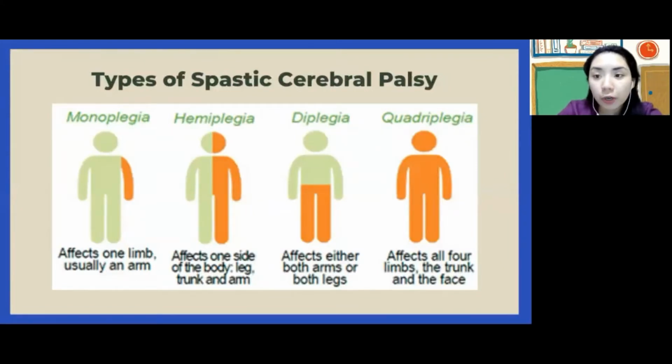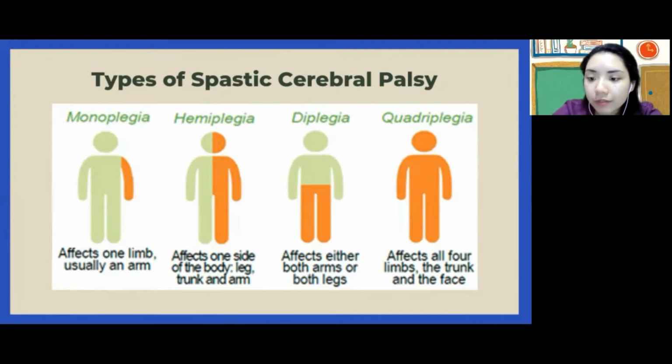So we have first monoplegia. When we say spastic monoplegia, this affects one limb, usually an arm. It can also be that the leg is affected, but one part lang. Thus the term monoplegia. And then next, we also have hemiplegia. Hemiplegia affects one side of the body, no? So one side yun na siya, and this would pertain to maybe one side of the leg, one side of the trunk, or one side of the arm. Dapat same side sad yun siya, no, as you see in the picture.